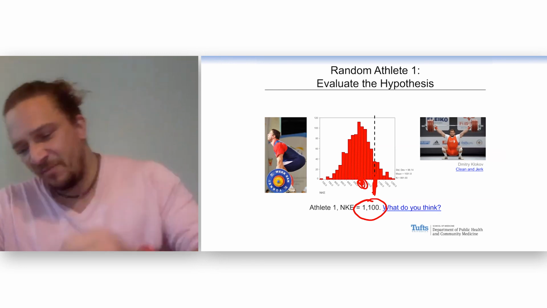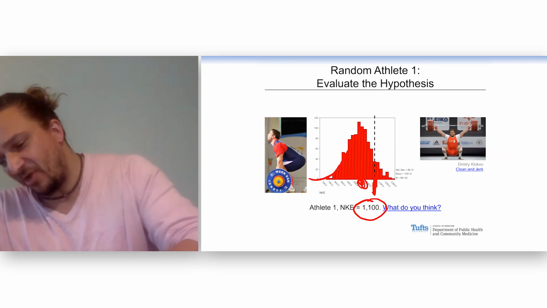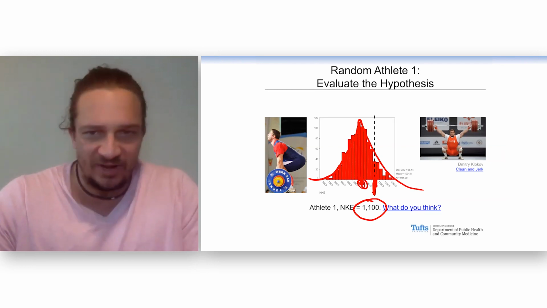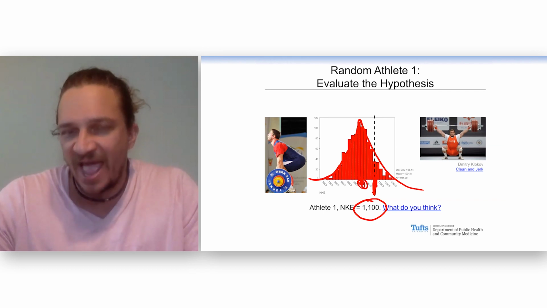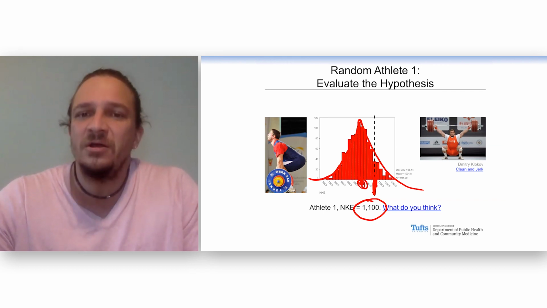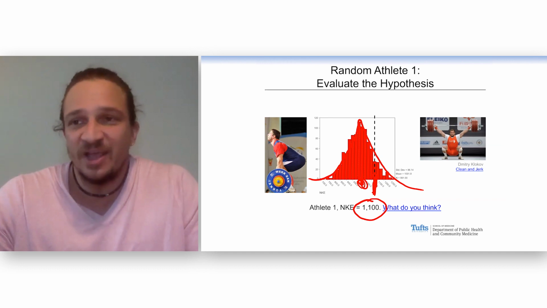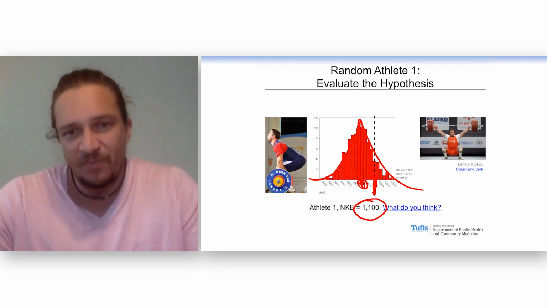Yeah, but remember, this distribution, all these people are great athletes, right? All these people are elite, fit athletes. He just happens to be a little higher than average. Is he weird? I guess not. He's really not that weird, right? He's not that weird. No. A lot of people are that weird.